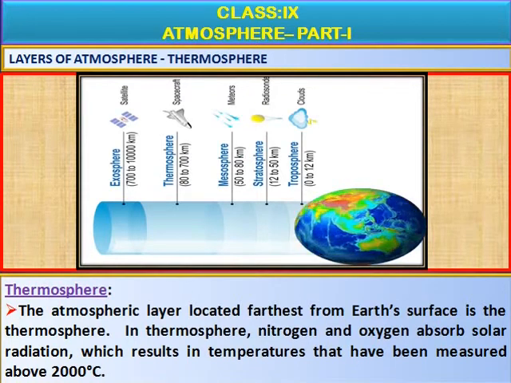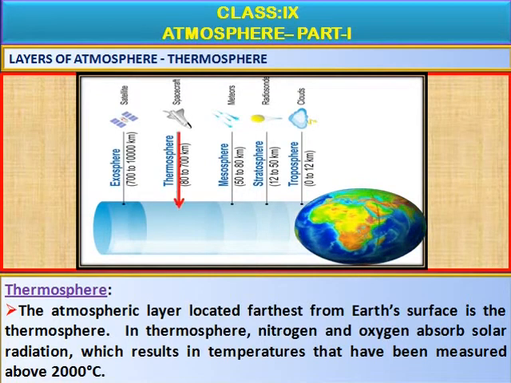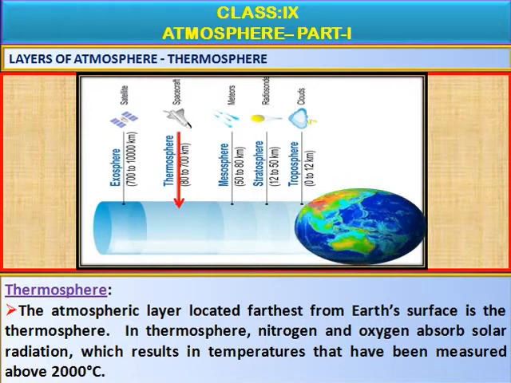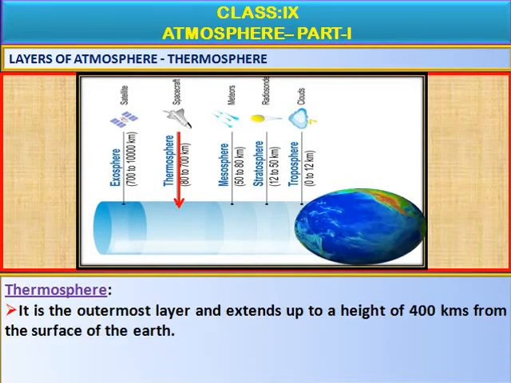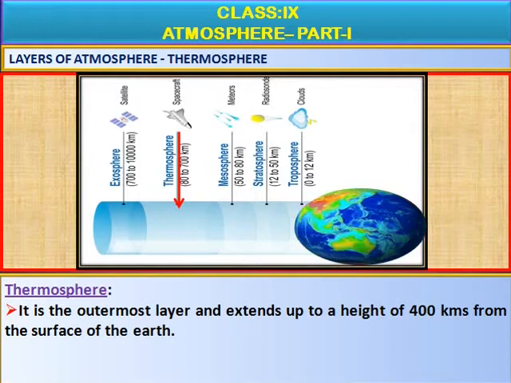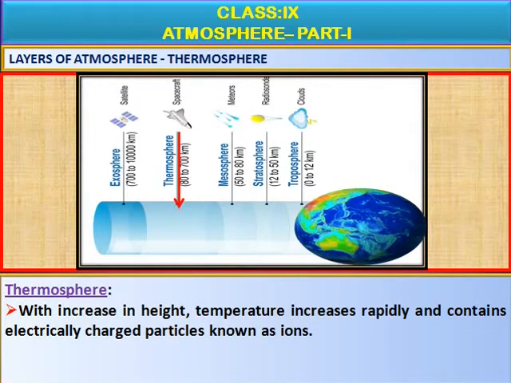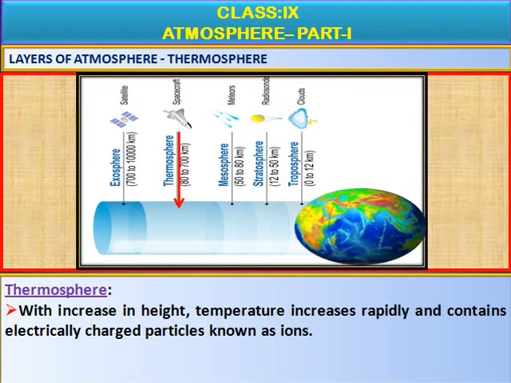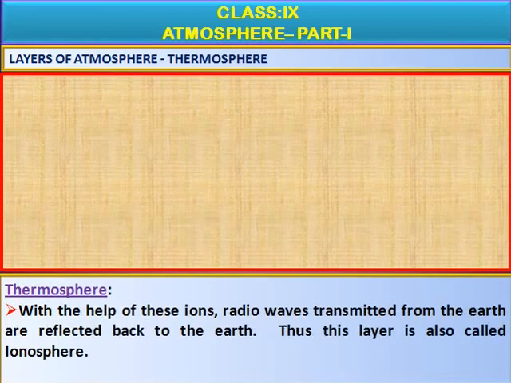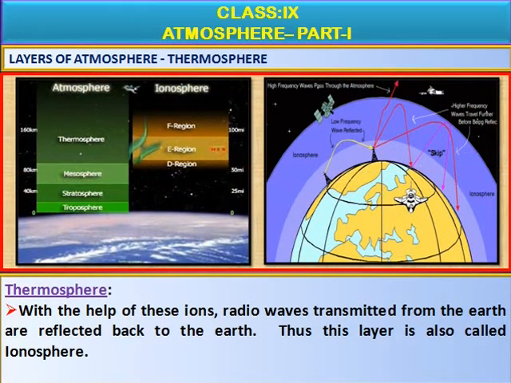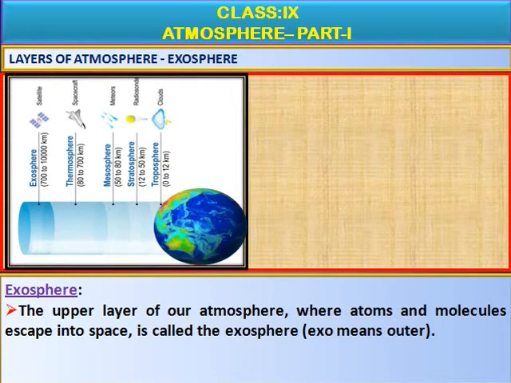Now, the fourth layer, thermosphere. The atmospheric layer located farthest from Earth's surface is the thermosphere. In the thermosphere, nitrogen and oxygen absorb solar radiation, which results in temperatures that have been measured above 2000 degrees Celsius. It extends up to a height of 400 kilometers from the surface of the earth. With increase in height, temperature increases rapidly and it contains electrically charged particles known as ions. With the help of these ions, radio waves transmitted from the earth are reflected back to the earth. Thus, this layer is also called ionosphere.